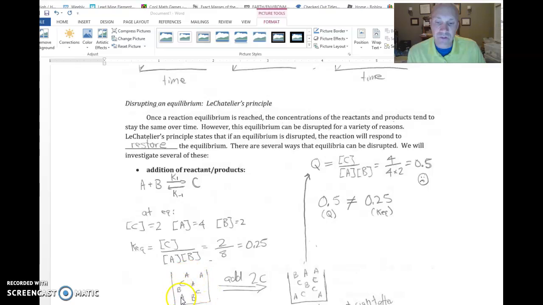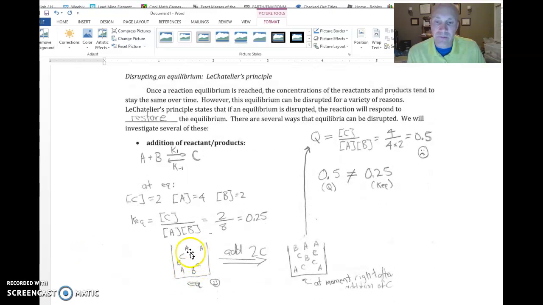So picture this right here being our reaction at equilibrium. We're going to assume that these are solute particles dissolved in solution, like ions or molecules dissolved in water. If this were at equilibrium and we just let it be, it would tend to stay at equilibrium. It doesn't mean that the reaction has stopped. It just means that the rate of this reaction is equal to the rate of this reaction, so these concentrations would tend to stay stable over time.